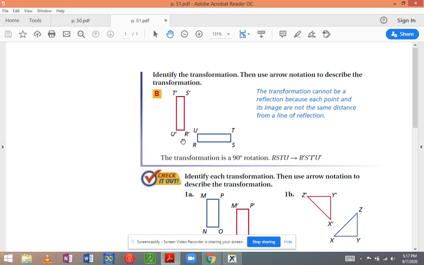rectangle. So in this particular drawing, each point in the pre-image and its corresponding point in the image are both the same distance from a point and not a line, and that distinguishes a rotation. You can see the way that's written underneath the figure: quadrilateral RSTU is mapped into quadrilateral R prime S prime T prime U prime by way of a rotation.